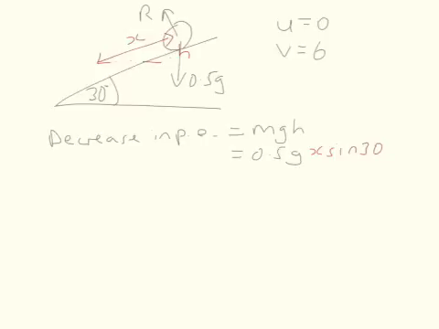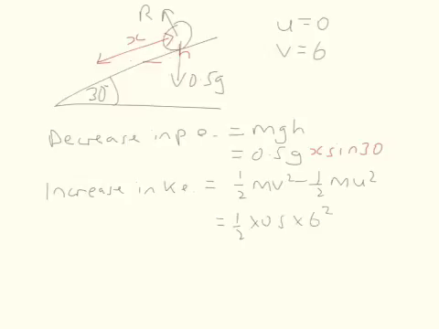Now let's think about the increase in kinetic energy. The increase in kinetic energy is half mv squared minus half mu squared. So that's half times 0.5 times 6 squared minus 0. So that works out to be 9 joules.